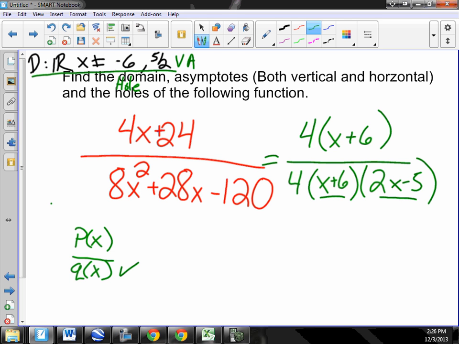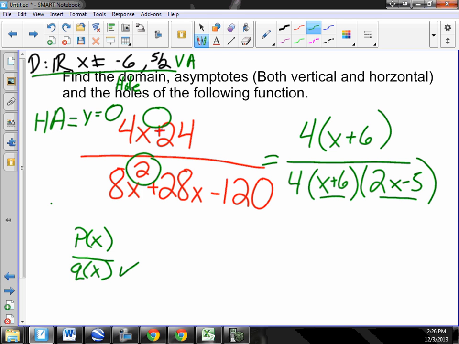What if the top is bigger than the bottom? It could be oblique if it's one bigger than the bottom. How do you find the oblique? You do long division, and you don't worry about the remainder, your quotient is the oblique asymptote. Okay? So in this case, the bottom degree is bigger than the top degree, which means the HA, the horizontal asymptote, is at y equals 0.